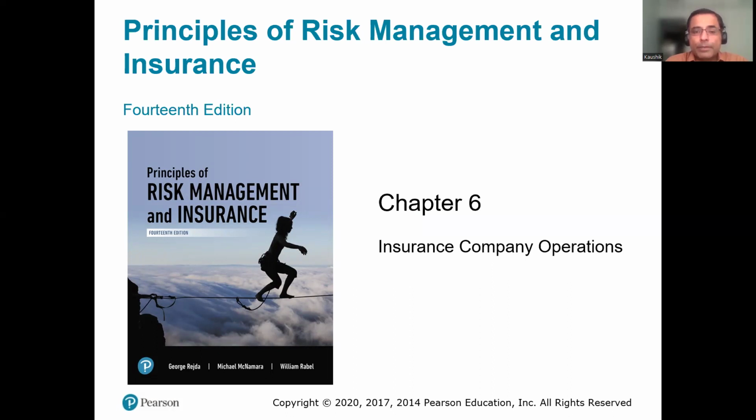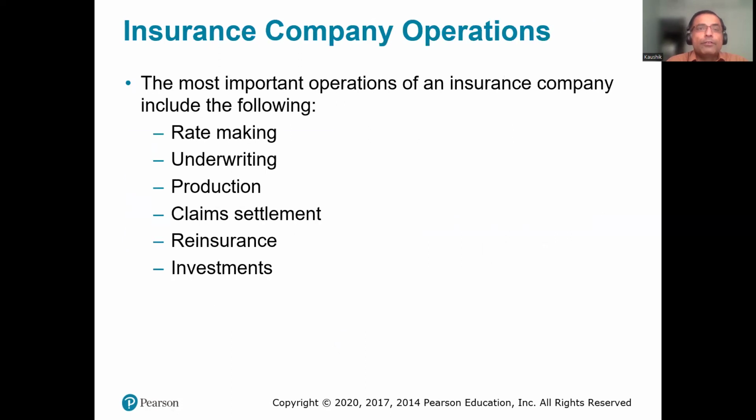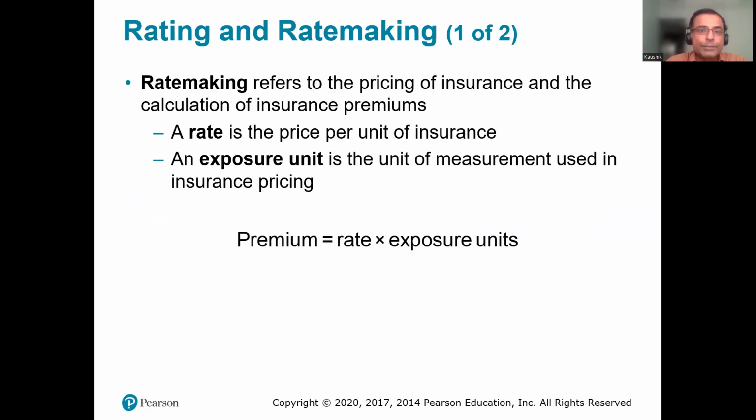This chapter is about insurance company operations. And these are the concepts that we will cover in this chapter. So some of the important operations in an insurance company are rate making, underwriting, production, claim settlement, insurance, and investment. So we'll look into each of them in more detail.